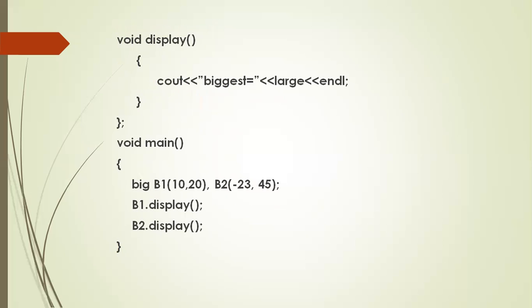Void display, cout, biggest equal to the value of the variable large. Now we'll see which constructor is executed for which object. Big B1 10 comma 20. Which constructor is executed? Since you are passing parameters, the first constructor is not executed. Automatically it will execute the second constructor.